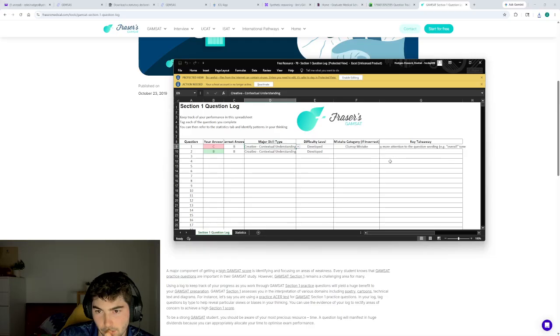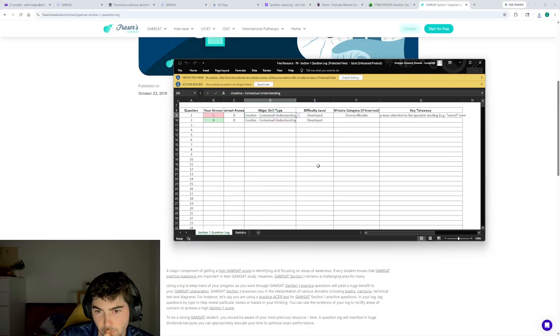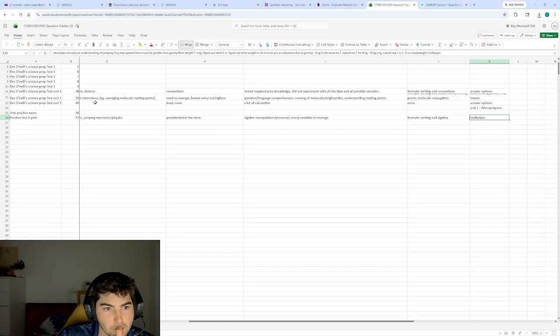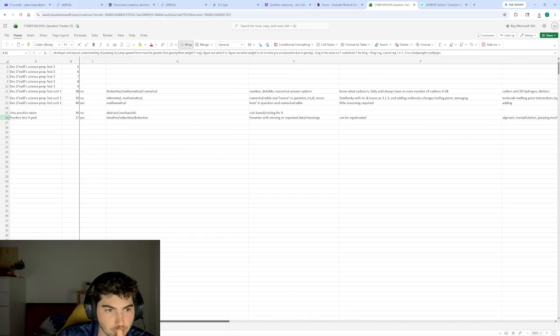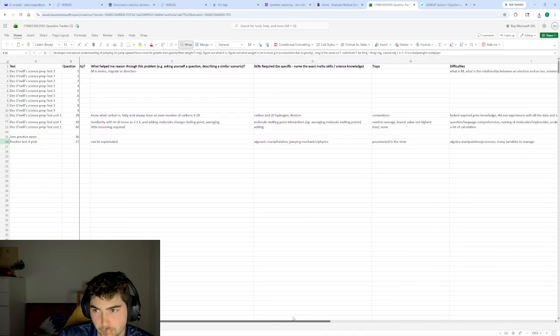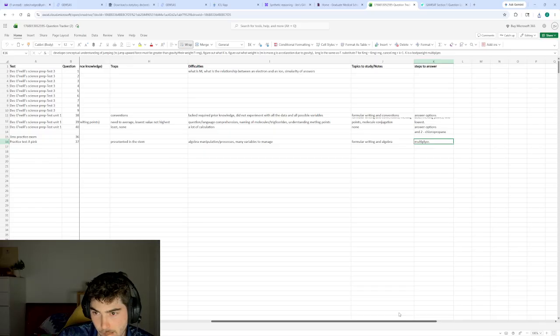It looks similar to older ones. If you enable editing, you can see all the drop down menus and stuff. This is mine. It's got the test or wherever I got the question from, then the question, and whether I got it right, the skill. It's quite good actually.